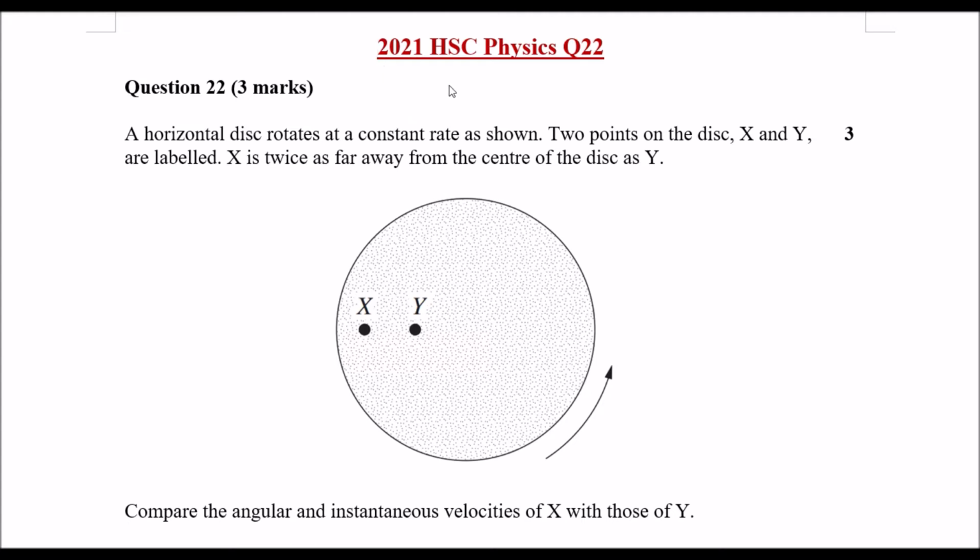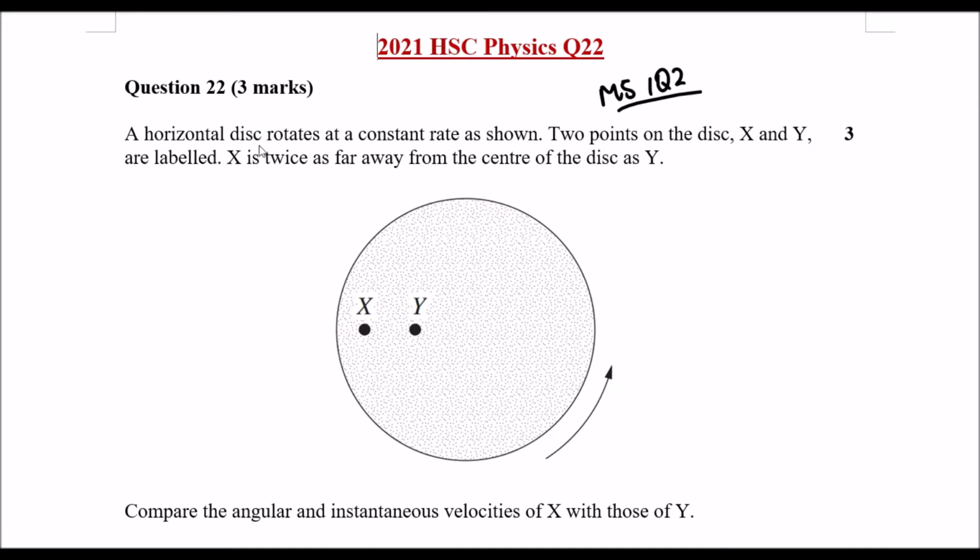Today we're going to be going through a question on circular motion. This is Module 5, Inquiry Question 2 of the HSC paper. This is the 2021 HSC Physics question, question 22. And obviously, as we talked about, it's about circular motion.